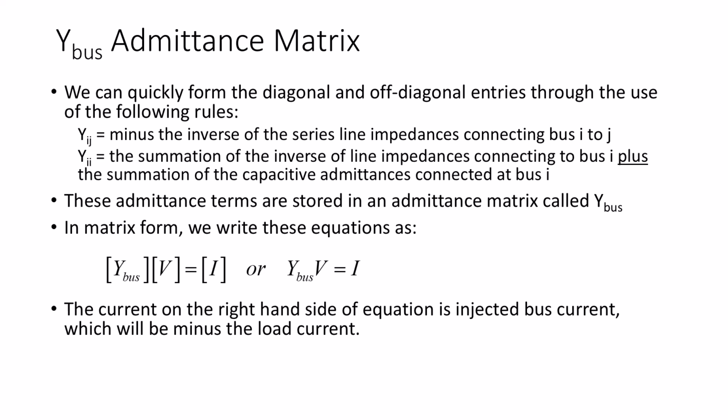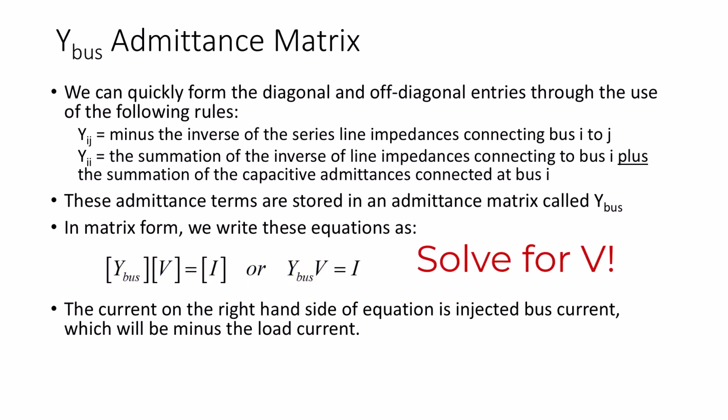The individual bus equation admittance terms are stored in a matrix we refer to as Ybus. We can easily formulate the diagonal and off-diagonal terms through applying the Ybus building rules discussed in the previous slide. In matrix form, we then have Ybus times V equal to I, where for an n-bus system, Ybus is dimensioned n by n, and V and I are the voltage and current matrices dimensioned n by 1. The current injection matrix is populated with the bus current injections based on load values as shown in the previous slide.